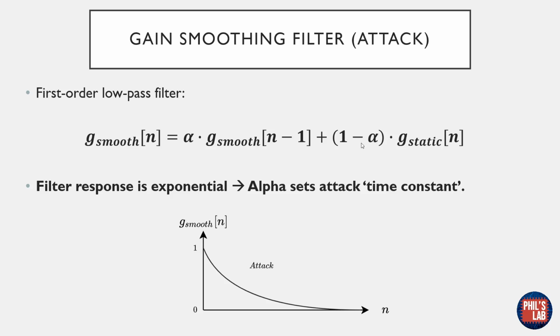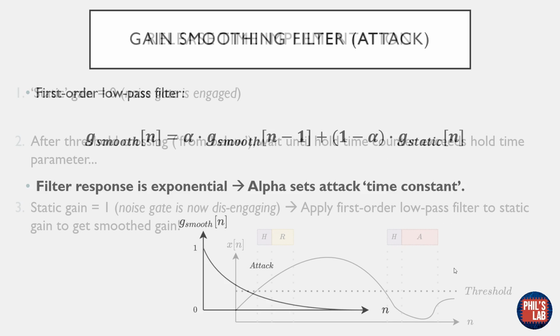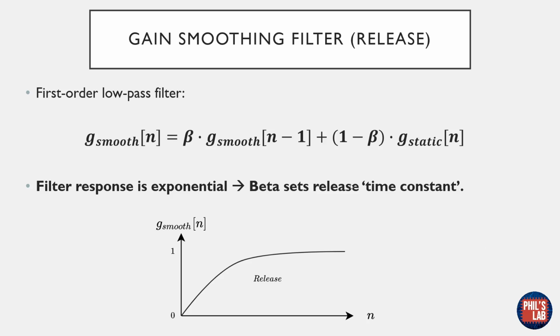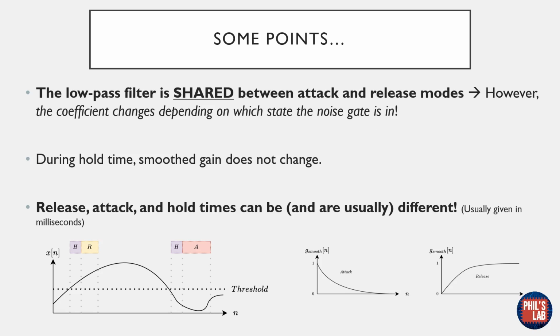And we have this coefficient alpha, which is a value between 0 and 1. This is a simple first order digital low pass filter, which we've seen many times on the channel before. The filter response is exponential, and our alpha sets the attack time constant. For the release time, we have something very similar, except we are now flipping the static gain from 0 to 1. And a similar gain smoothing filter for the release time as well, and we'll see that in the STM32 CubeIDE implementation.